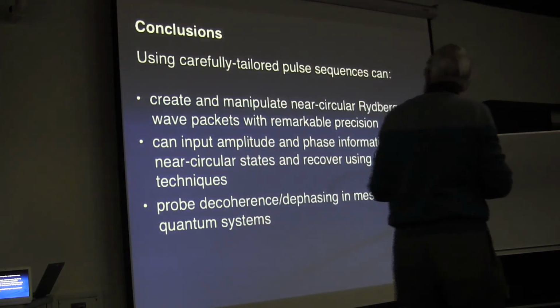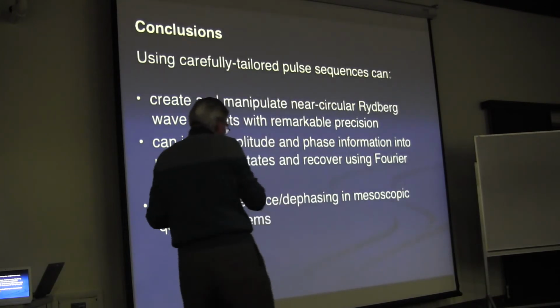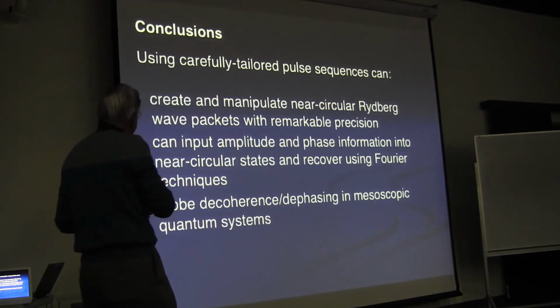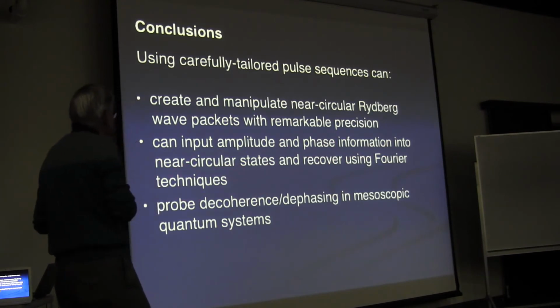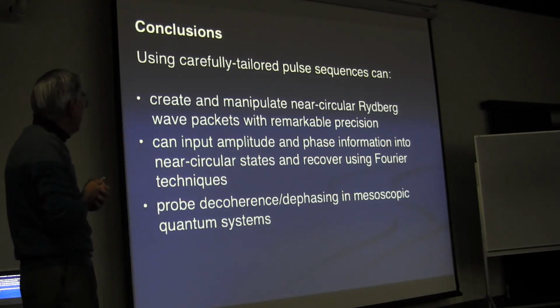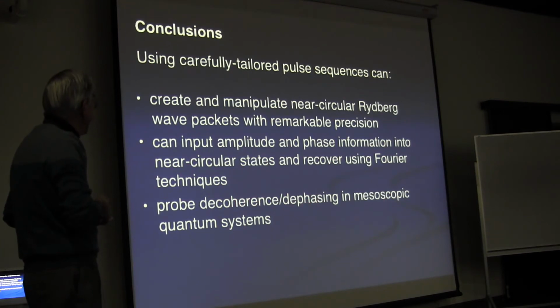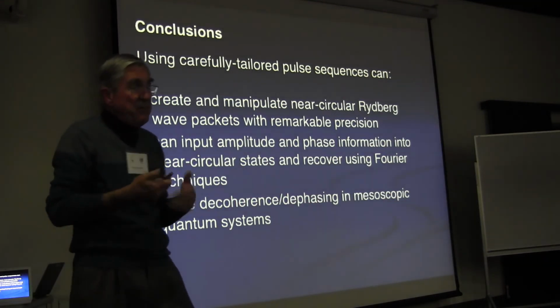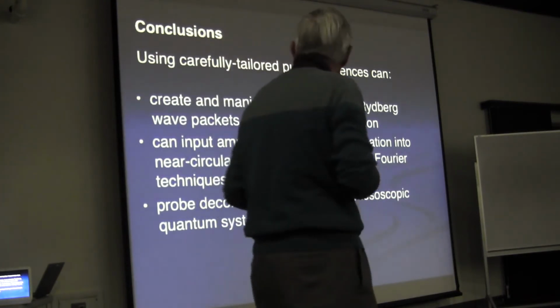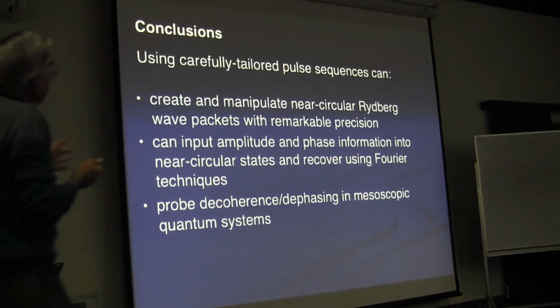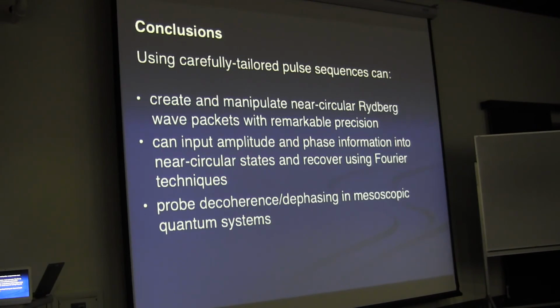So this provides us a way of tuning the interaction between Rydberg states, just using a few field pulses. Okay? Also, I hope I've convinced you that we can input and read out phase information into near-circular states, and that this can be recovered, as I said, using Fourier techniques. And the other thing is we have a way of probing decoherence and dephasing in a mesoscopic quantum system. As you know, people are talking about mesoscale systems now for quantum information processing. So it just shows you that you really can, in a quasi-2D atom, exercise remarkable control, and we hope to exploit that in the future to control the interaction between Rydberg atoms.